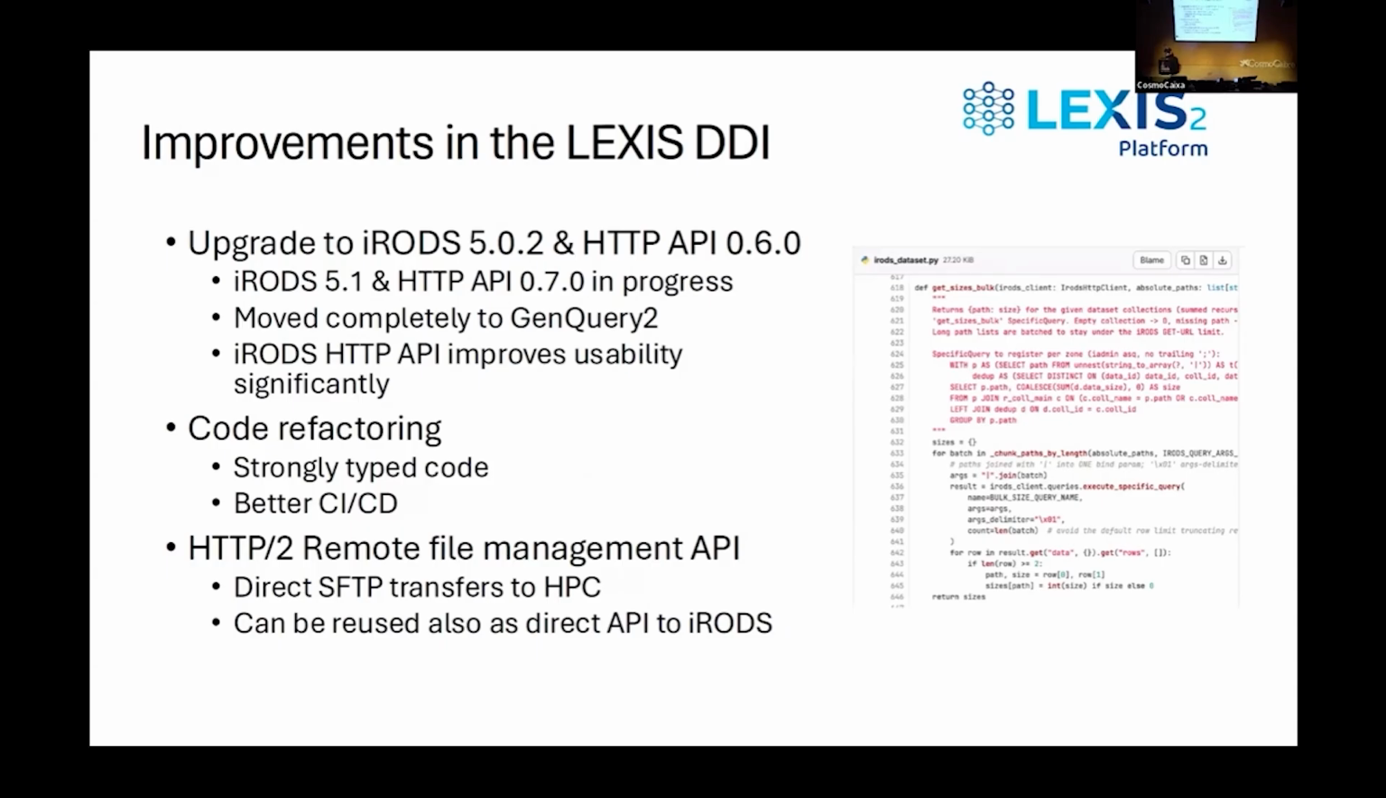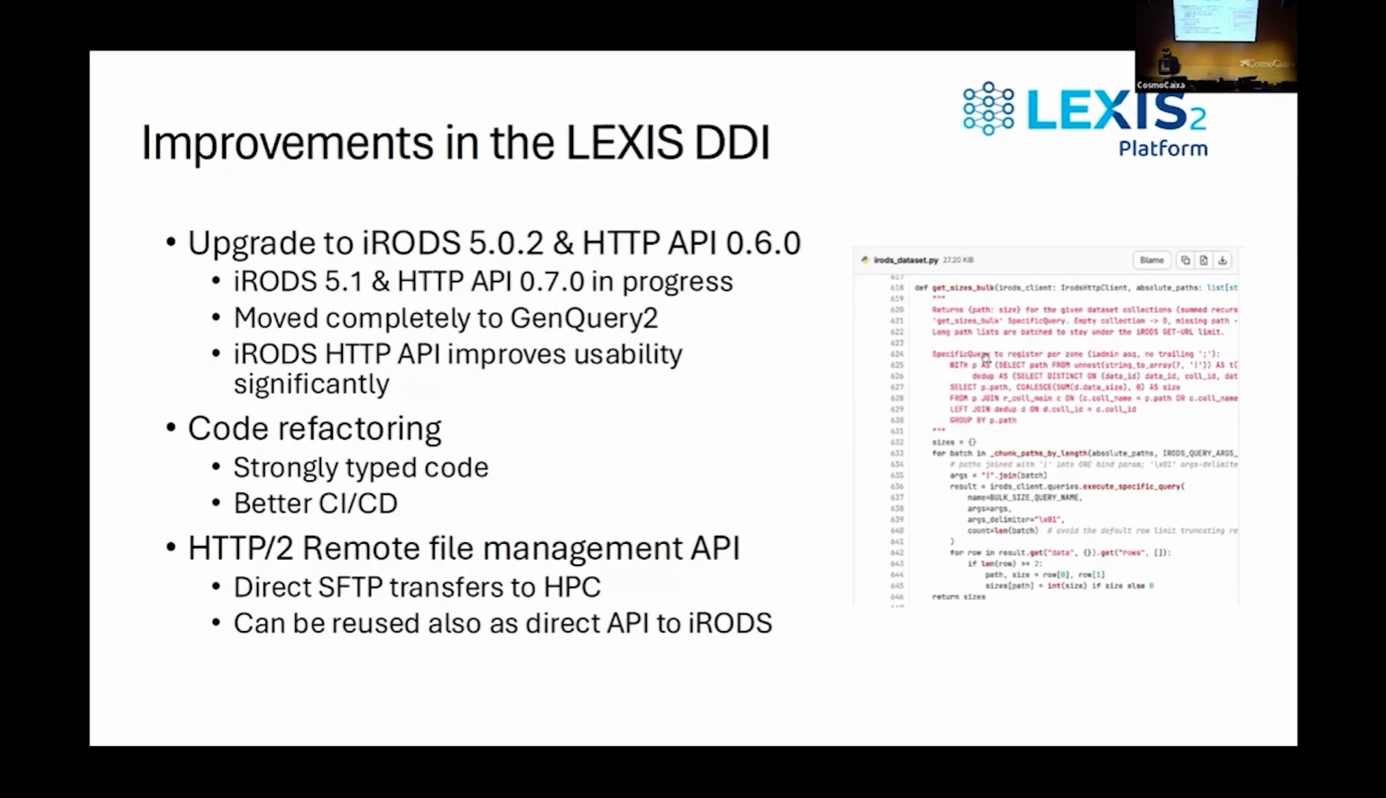And we have HTTP API 0.6.0 deployed on the locations now, and working on 0.7.0. Moved completely to jQuery 2. And thanks to all the improvements, we have great usability now, thanks to the HTTP API. This is just an illustration.